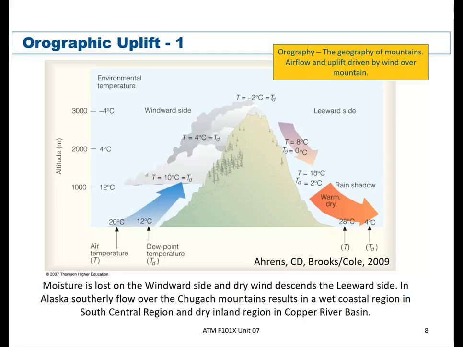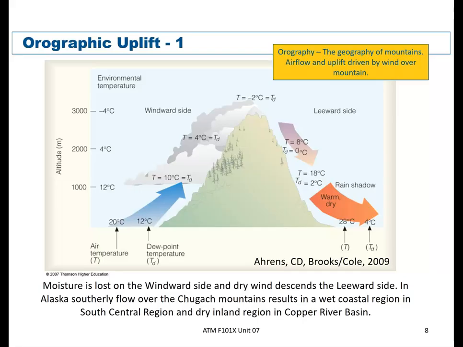The parcel is now saturated, has a relative humidity of 100%, and condensation occurs and a cloud begins to form. Continuing to rise, the parcel continues to cool, the dew point follows the temperature, condensation continues, and the relative humidity remains at 100%. However, the parcel is now cooling at the moist adiabatic lapse rate of 6 degrees Celsius per kilometer. At the mountain peak at 3 kilometers, the cloud is at a temperature of -2 degrees Celsius, the dew point is also -2 degrees Celsius, and the relative humidity is still 100%.